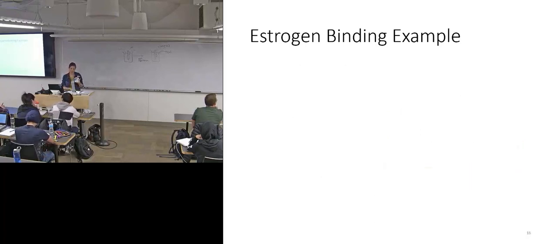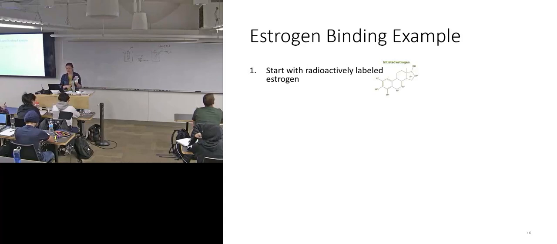So let's talk about how we would do a binding assay to get the KD for the estrogen binding. We're going to start with estrogen, and we're going to add a radioactive label to it. This is kind of hard to see. This says tritiated estrogen, shown as H's with a little asterisk over them.